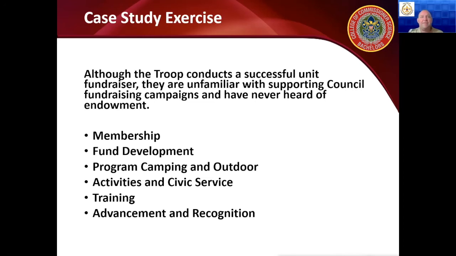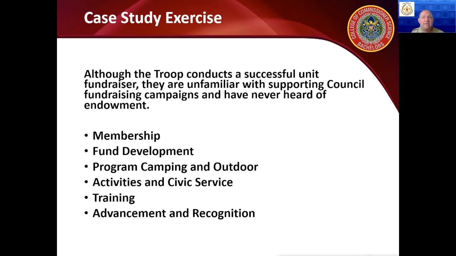Does everyone know what the endowment is? So the council has an endowment fund, which is a fund that is donated to over the years by different organizations as well as individuals. It's mainly there to help the council in times of need, as well as other things needed to help grow scouting in the area. So that's available out there.